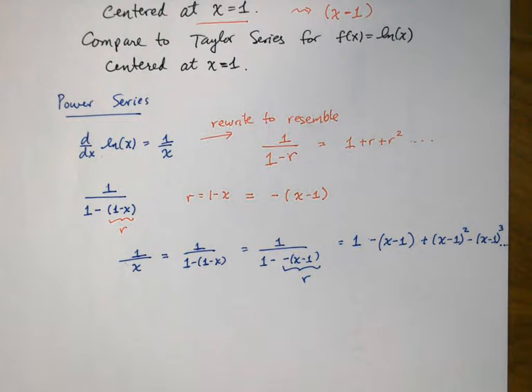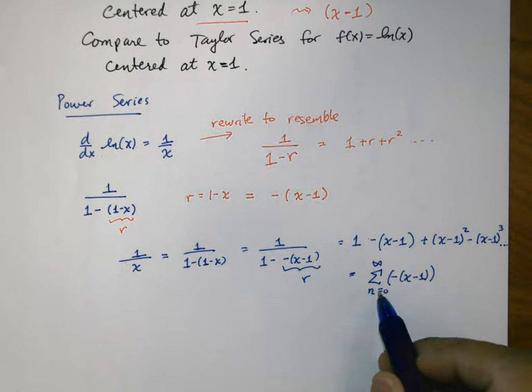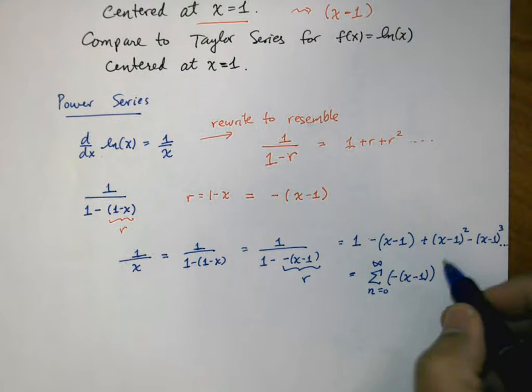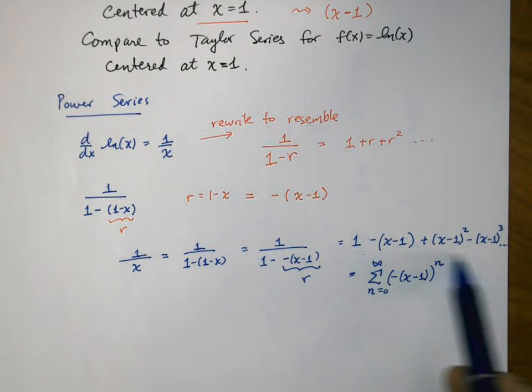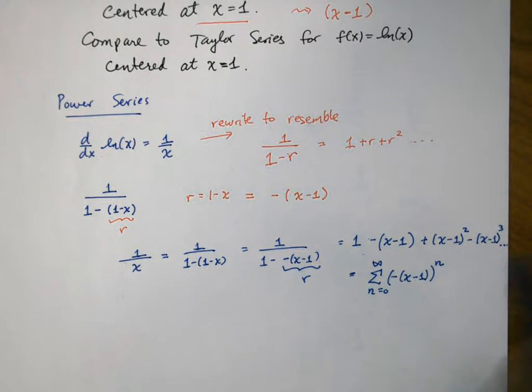And we can even put this all together into our sum, as the summation from 0 to infinity of negative x minus 1 to the nth. So however you want to write it, either in the expanded form with the dots onwards to infinity, I'm missing a plus sign there, or in the summation, that's perfectly fine as well.